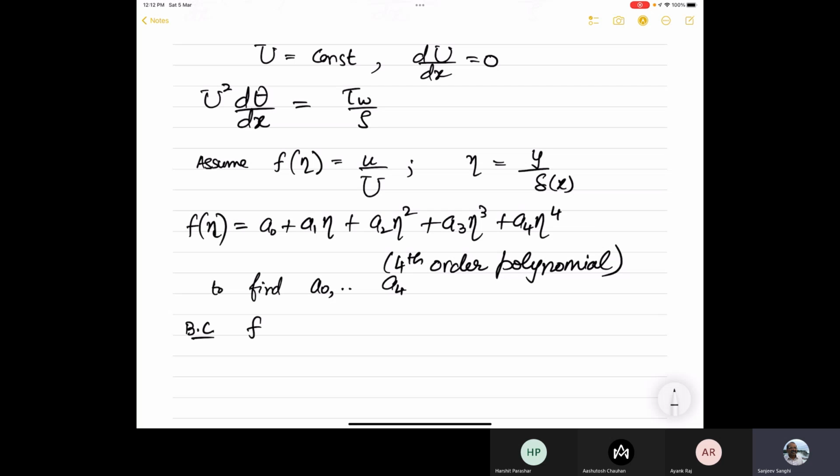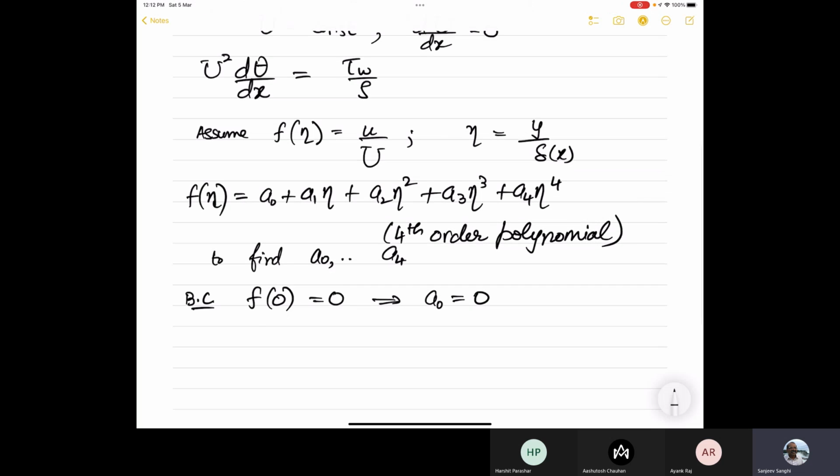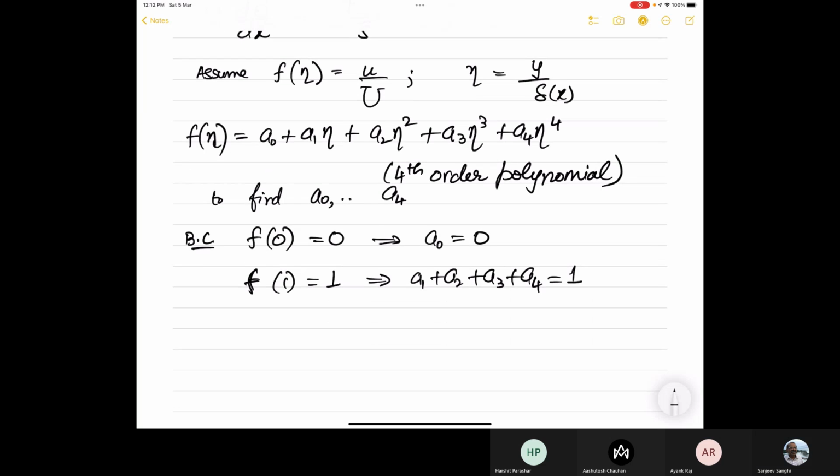So the first boundary condition we use is f of 0 is equal to 0. So when we do this, this will imply A0 is 0. Then we use the second boundary condition, which is the essential boundary condition, f of 1 is equal to 1. And this will give us A1 plus A2 plus A3 plus A4 is equal to 1. So these are the two boundary conditions we have used.